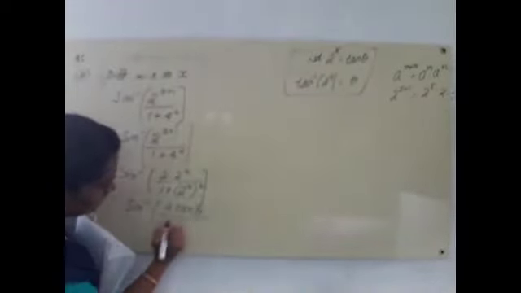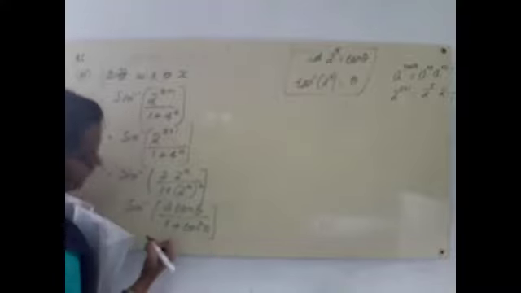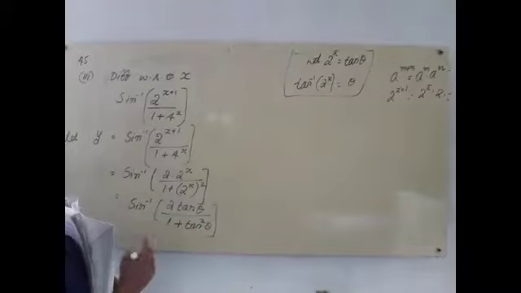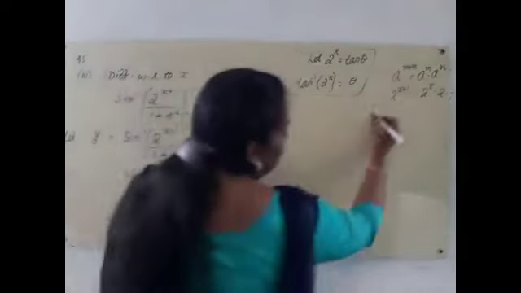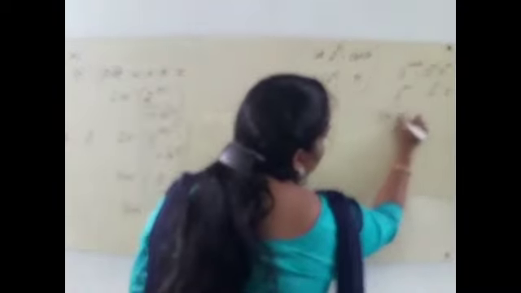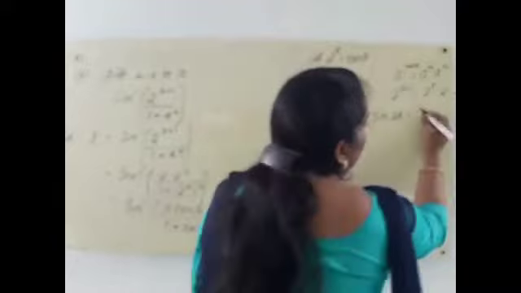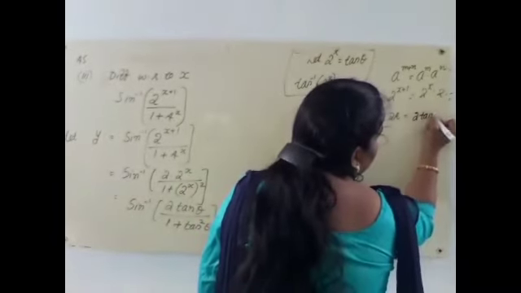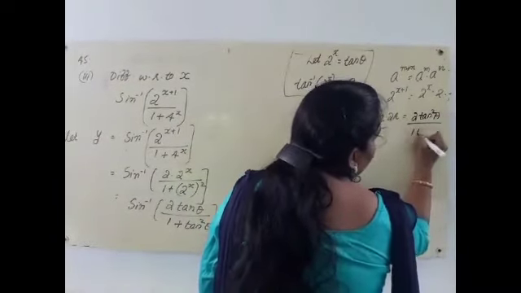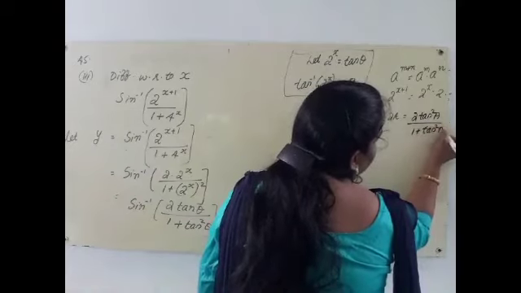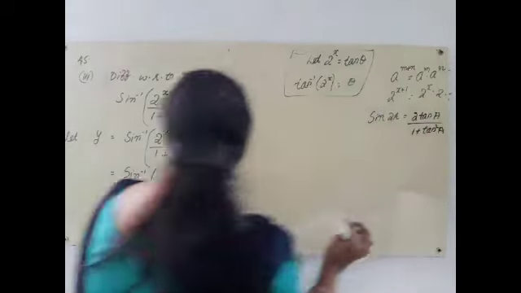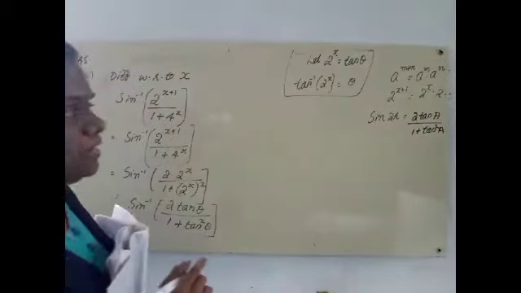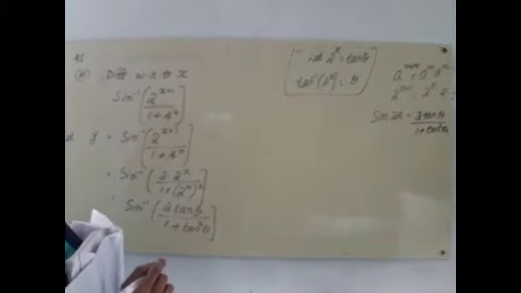2 tan theta by 1 plus tan square theta. Then, do you remember the result? Sin 2a is equal to, in terms of tan, what is the result? 2 tan a divided by 1 plus tan square a.